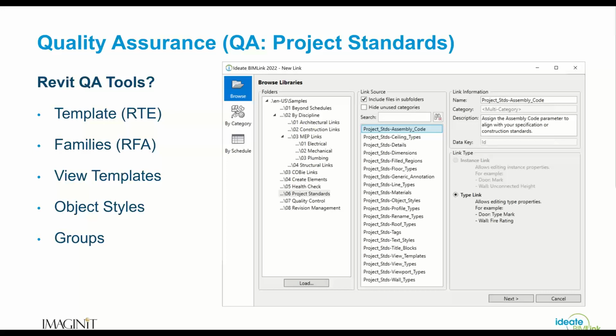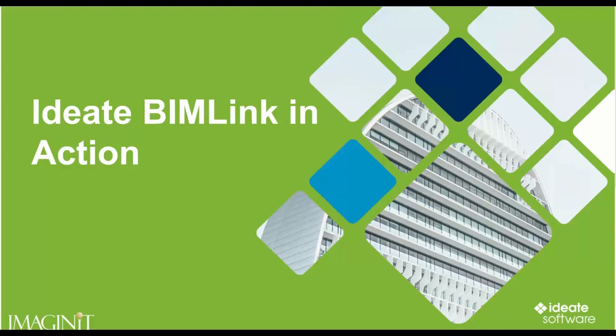But if we look at the Revit QA tools, we have templates. So when we're creating a good template, remember doing our best practices, inventing out our families. We have view templates that allow us to control visibility, and then object styles. And of course, if we're doing anything with groups, our best practices with our groups. So what I want to do is go into renaming of doors.